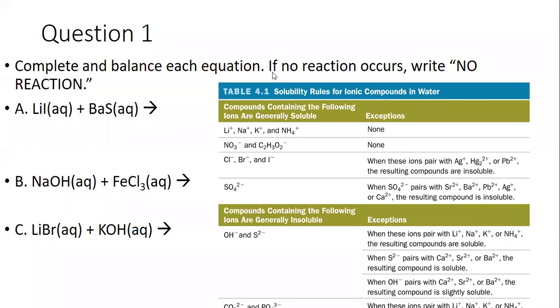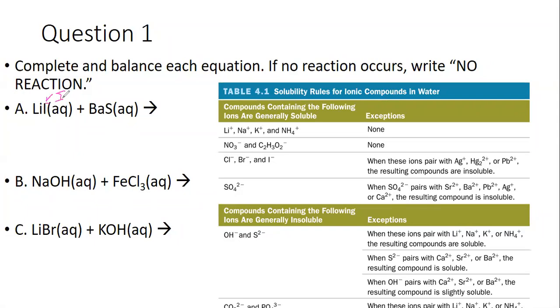So I have some problems for us to actually understand how this works. I'm going to do the first problem. I'll do A, and then I'll give you time to do B and C. So A, we have lithium iodide. Let me get my pen out again. This is a capital I, so that's lithium iodide, plus barium sulfate, and we're mixing those together. And we have to figure out if there's a reaction or if there's no reaction occurring.